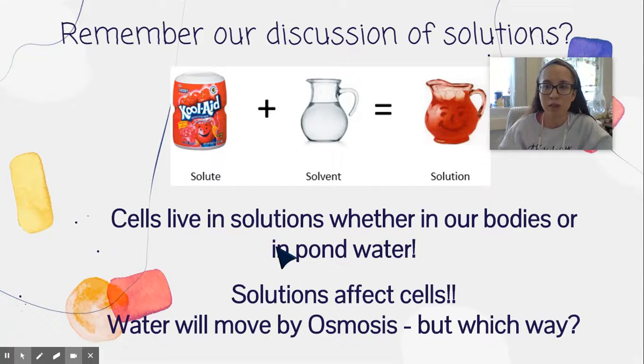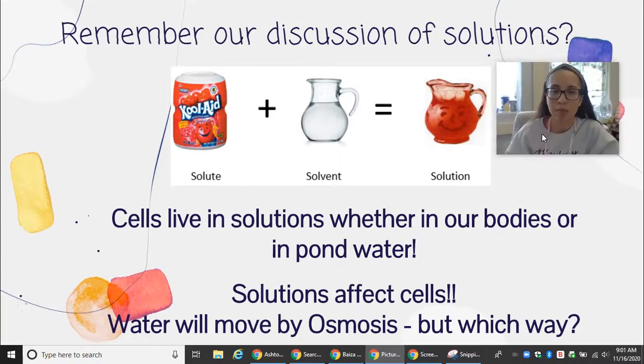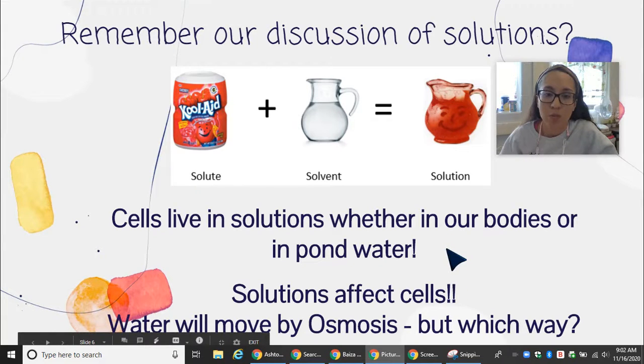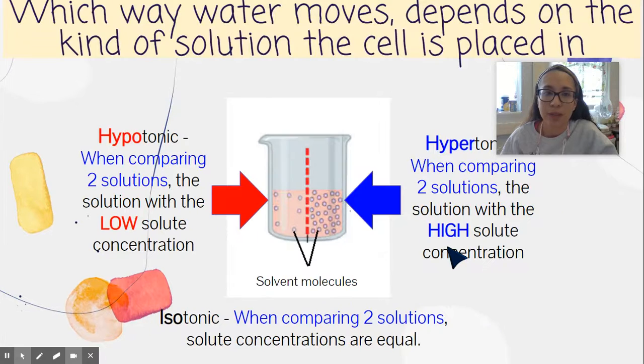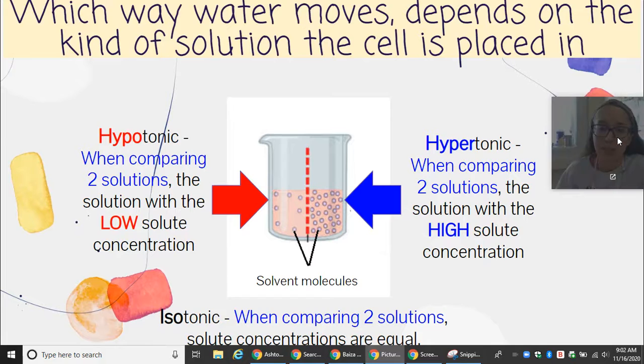So remember our discussion about solutions. A solute is what dissolves in the solvent, and our universal solvent is water. So Kool-Aid dissolving in water, solute dissolving in solvent, is a solution. Our cells live in solutions, whether they're in solutions in our bodies or in a body of water. So solutions affect cells. Water will move by osmosis. But the question is, which way is water going to move, inside or outside of the cell? That's going to depend on the environment and solution that you place that cell in.